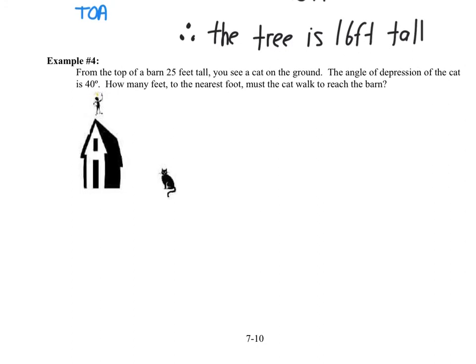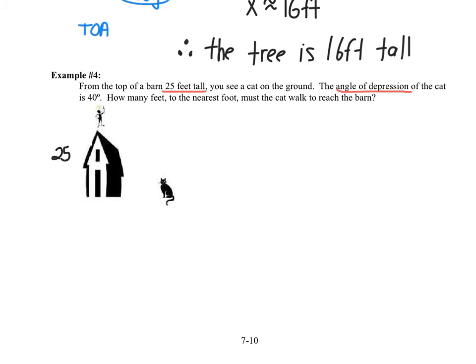Okay, from the top of a barn, 25 feet tall, you see a cat on the ground. The angle of depression of the cat is 40 degrees. How many feet to the nearest foot must the cat walk to reach the barn? Okay, first thing they tell us, the barn is 25 feet tall.